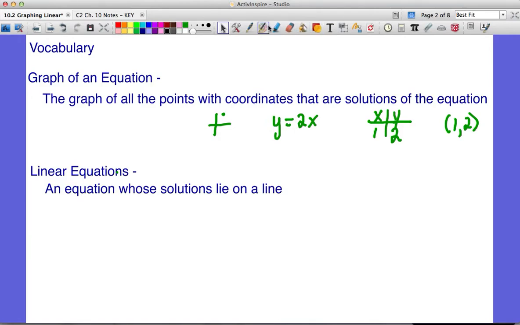Linear equations are equations whose solutions lie on a line. So any graph where the inputs and outputs give you a line is going to be a linear equation. So I cannot have duplicate outputs. So if I have a dot or a point here and a point here, this is no longer a linear equation because it would have to curve in order for them to graph and be drawn.